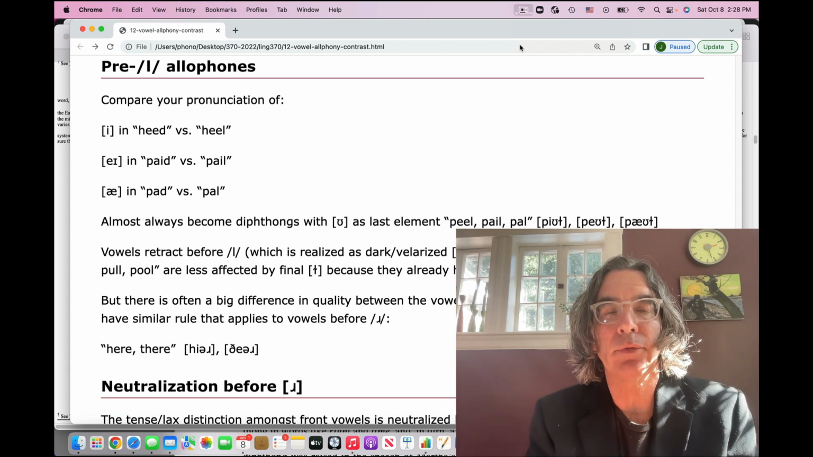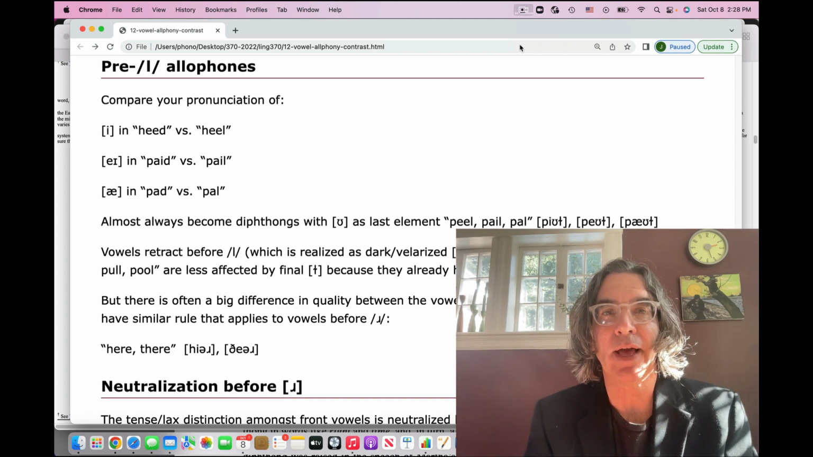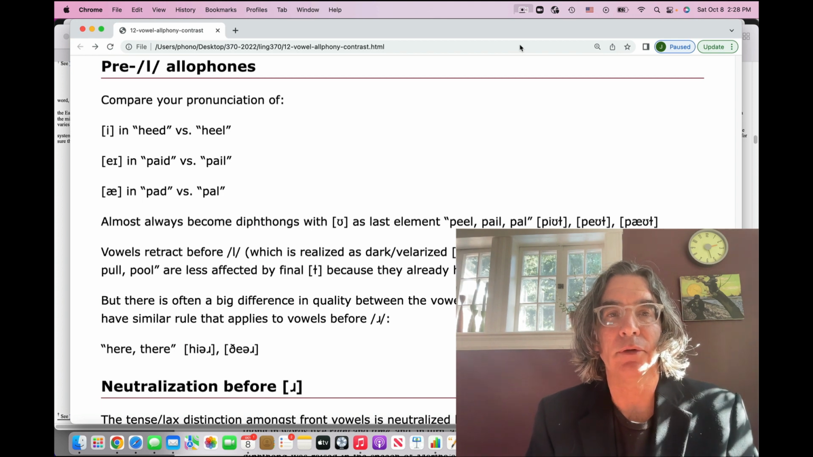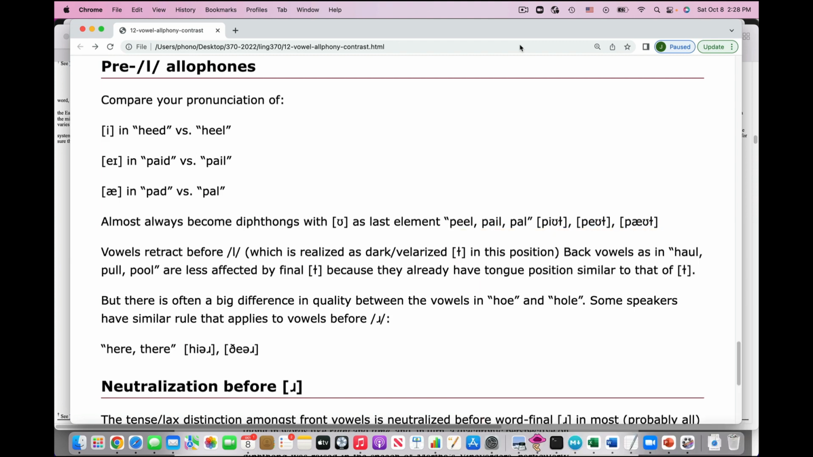We'll now turn to another case in which the pronunciation of the vowels is conditioned by a following consonant, and that's when the following consonant is the liquid lateral L. So compare your pronunciation of heed and heel, paid and pale, pad and pal. Now, especially in the first two and sometimes in the last, you'll probably find that there's a diphthongal pronunciation, so a change in the vowel up to the consonant, with this last part of it being something like a schwa, so you'd have something like peel, pale, or maybe even pal.